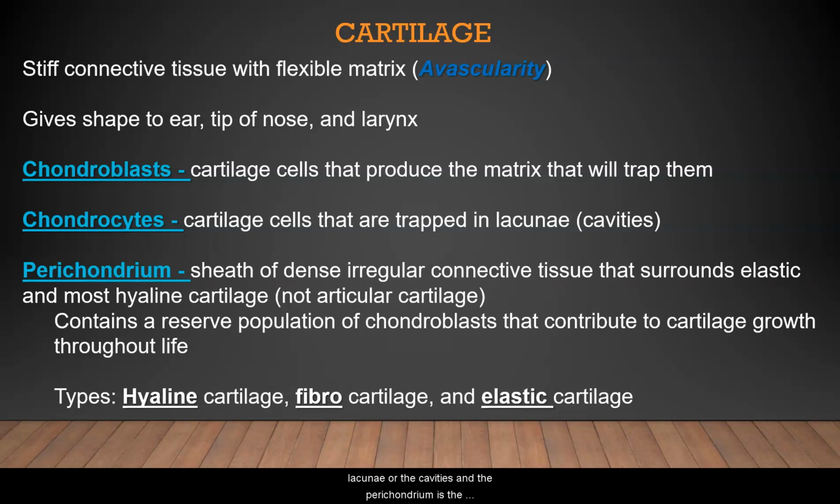And the perichondrium is the sheath of dense, irregular connective tissue that surrounds elastic and most hyaline cartilage, but not articular cartilage. It contains a reserve population of chondroblasts, and that contributes to cartilage growth throughout your life. Yes, things that are made of cartilage continue to grow throughout your life, like your ears and things like that. The three types of cartilage are hyaline cartilage, fibrocartilage, and elastic cartilage.